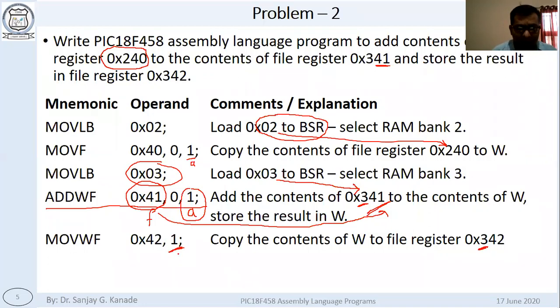This 1 is this A equal to 1 actually here. So whenever we say A is equal to 1, it means that we must use BSR. And therefore, whenever we want to use A equal to 1, BSR must be set before that instruction. Okay, you got it? Yes, sir.